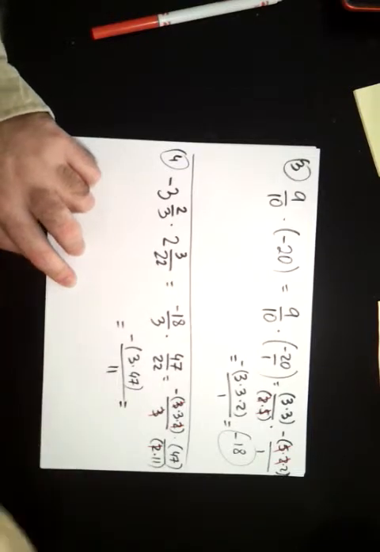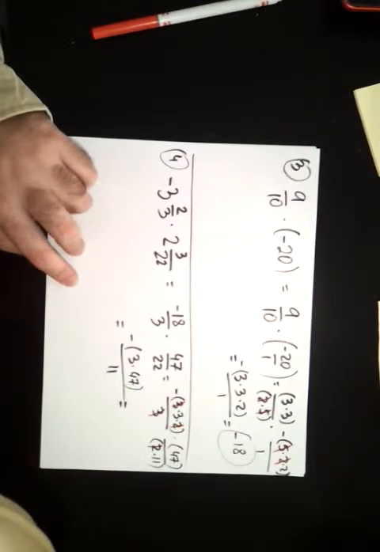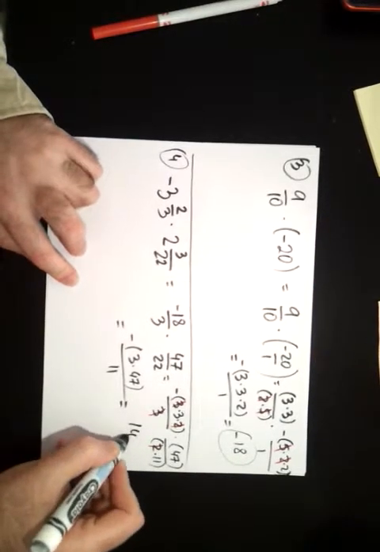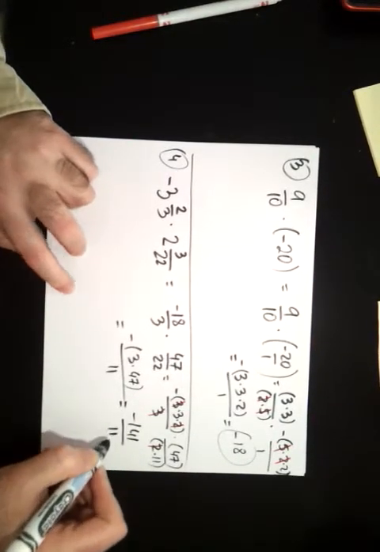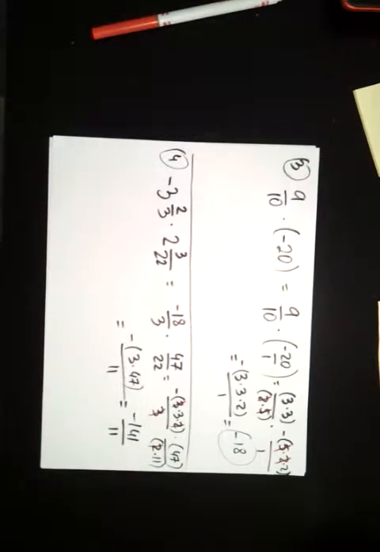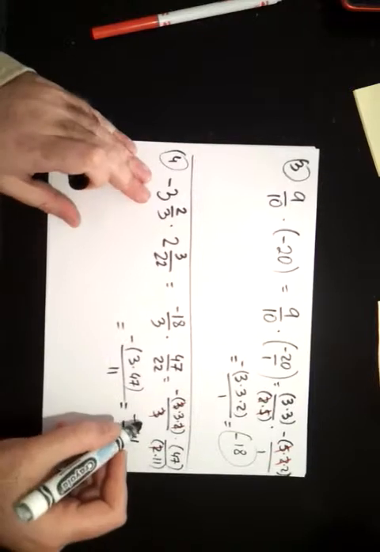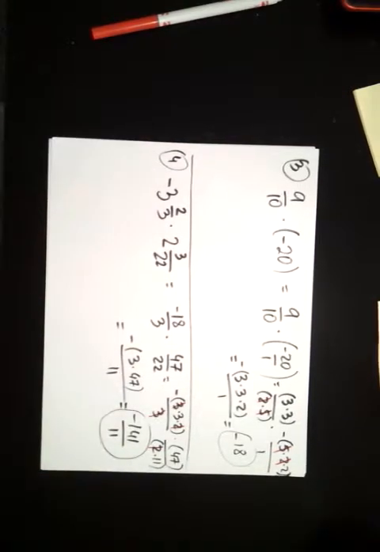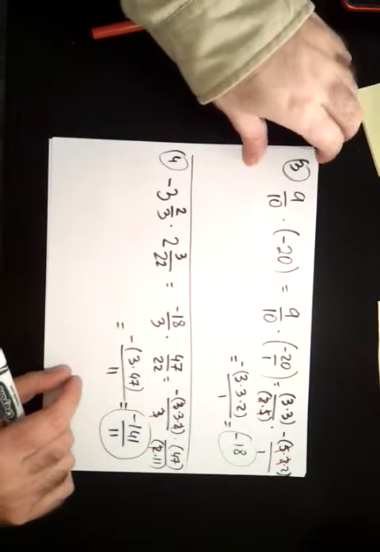3 times 47, that's 3 times 40, which is 120. 3 times 7 is 21. So 141 negative over 11. And of course, you can convert that into a proper fraction. I'm not going to. You don't have to either. That, if I did my work correctly, I'm kind of questioning that, but I'm going to move on because I'm kind of tired.